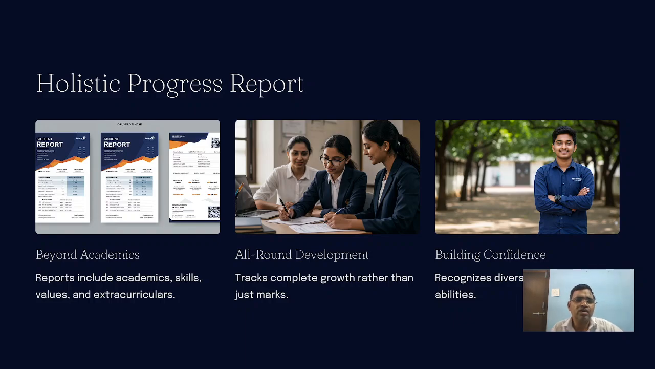So how is the progress card going to be given? Beyond academic reports, it includes academics, skills, values and extracurricular activities. So presently, the progress report consists of only academic things, but in coming days, by 2030, it is going to include academics, skills, values, and extracurricular activities.